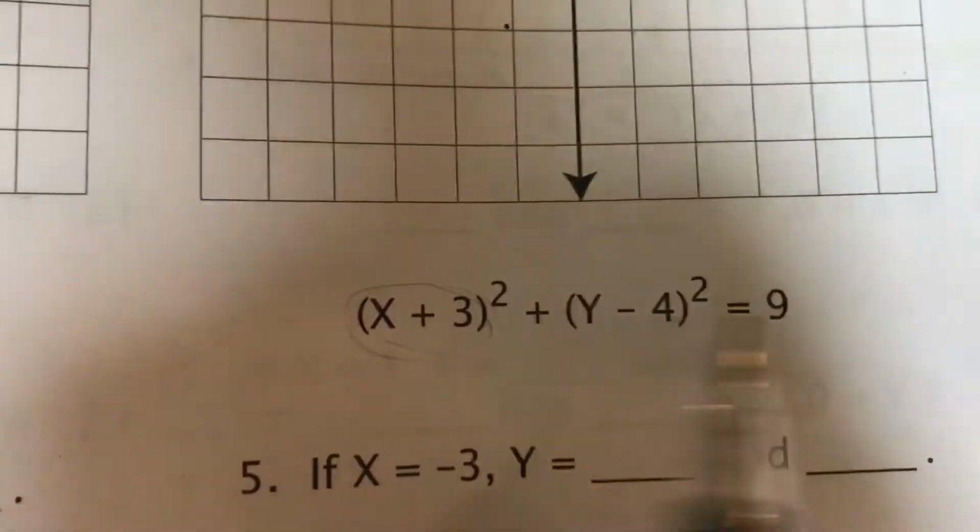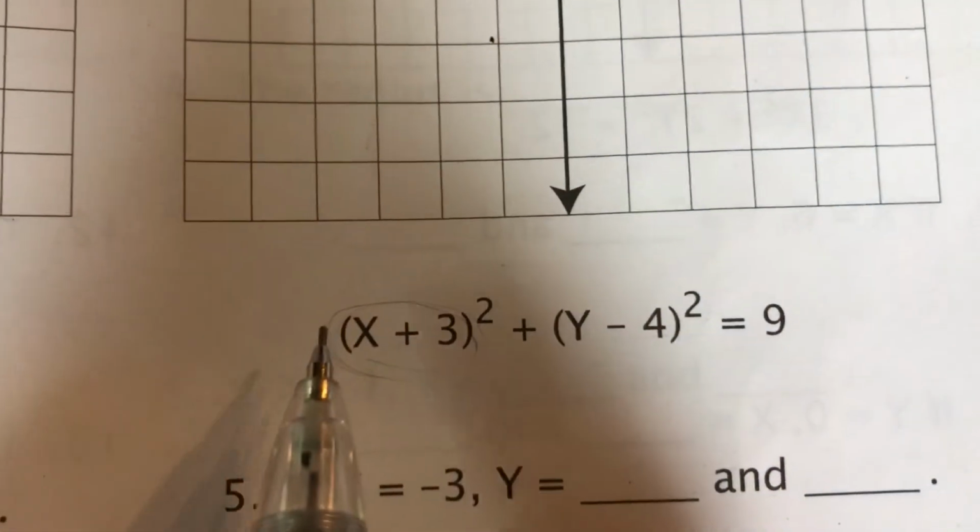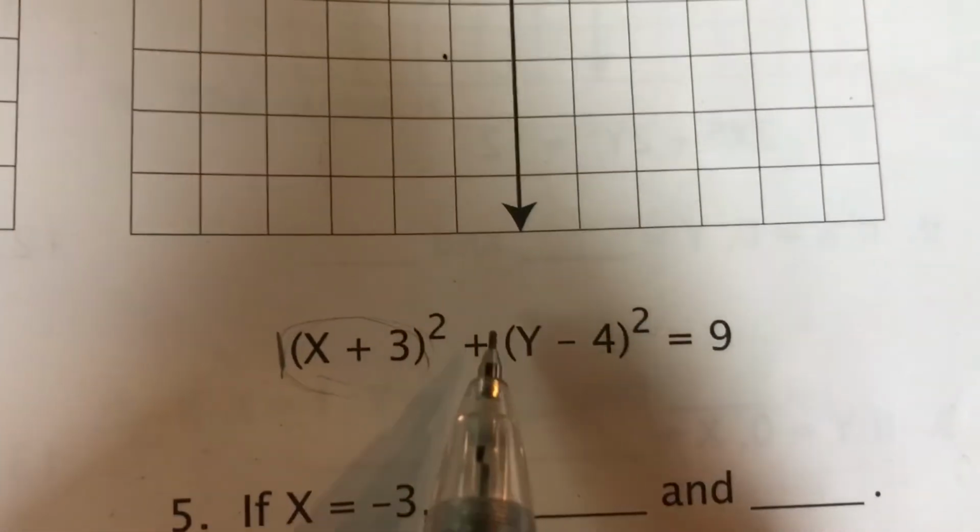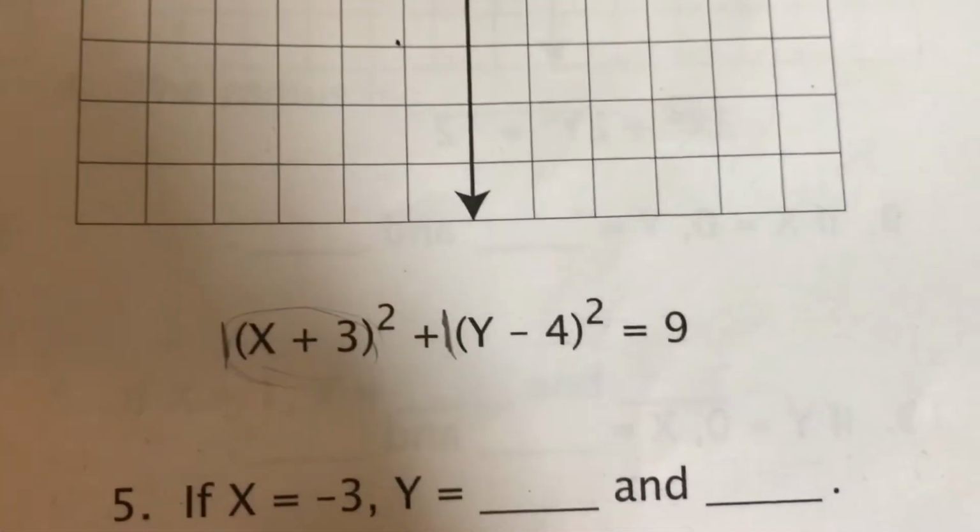So let me flip that. So I'm looking at this one. I'm like, hey, this is going to be a circle because my coefficients are the same. Notice that's a 1 and that's a 1. So it is a circle.